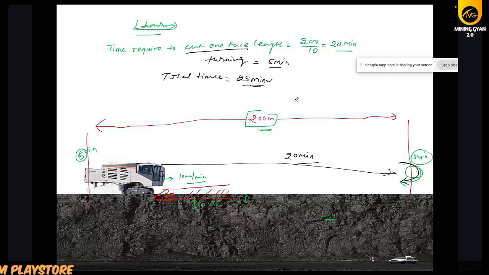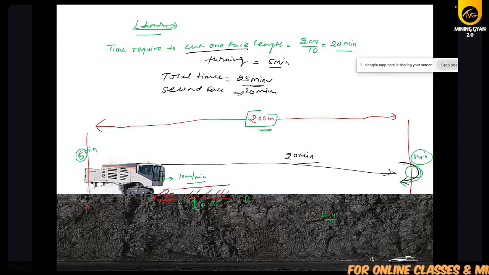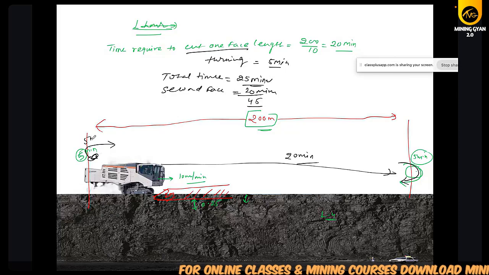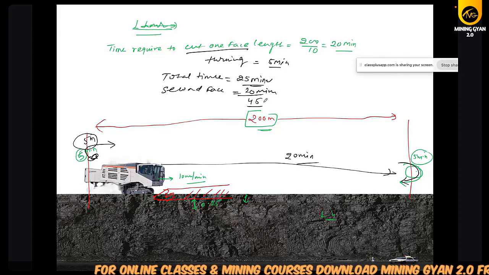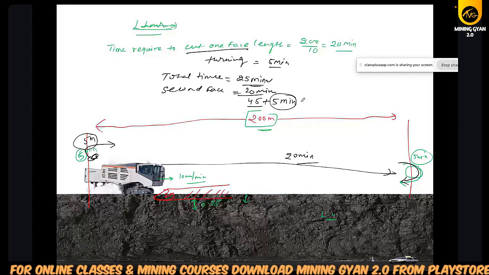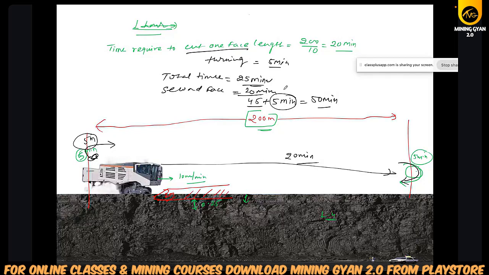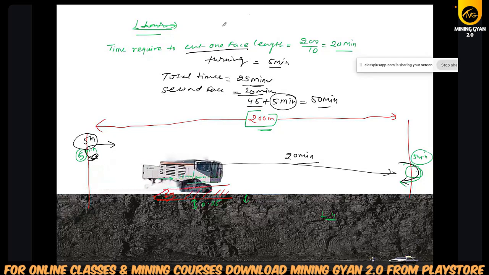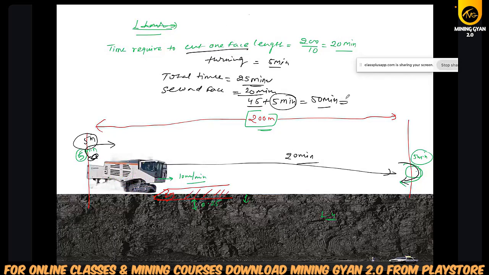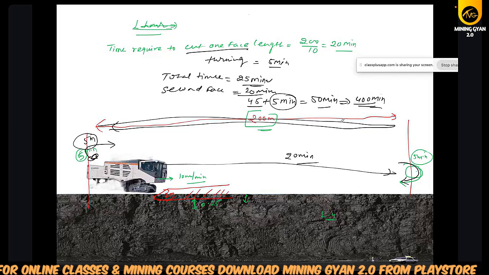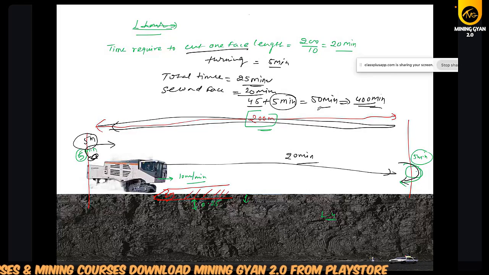Then it will come back along the second face length, again 20 minutes. Then 45 minutes it will reach here, then come back, and 5 minutes will be taken for turning. So we are getting that in 50 minutes it has already traveled 400 meters, because 200 up to this, then come back, it has traveled 400 meters. So now we have only 10 minutes remaining to complete 60 minutes.